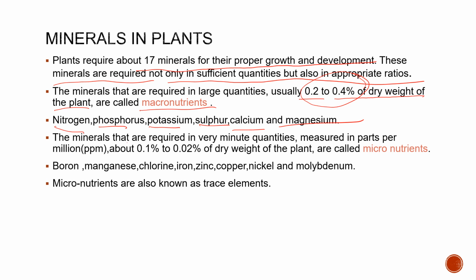And the minerals which are required in very minute quantities, that is 0.1% to 0.02% of the dry weight of the plant, are called micronutrients: boron, manganese, chlorine, iron, zinc, copper, nickel and molybdenum. They are used in very trace amounts, so they are called micronutrients. Micronutrients are also called trace elements, as they are required in very small amounts.